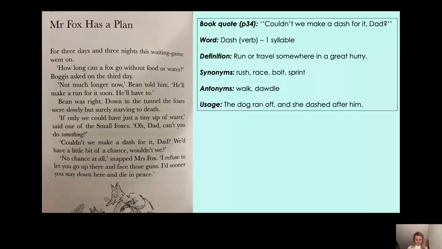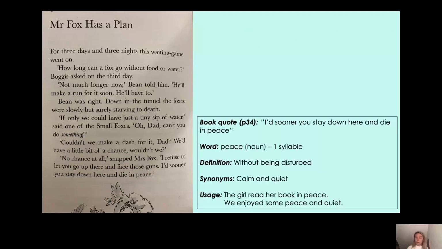Okay, now it says here, in peace. Now, what does peace mean? Well, we know if they go out of the home, the farmers are going to catch them, aren't they? So they'll be in trouble if they go out of their home. So how will they be in peace if they stay in the house? Well, it's nice and quiet in the house, isn't there? And there's no trouble because the farmers can't get them in the house. They're waiting outside. So therefore, peace, which is a noun, and it's 1 syllable, peace, means without being disturbed, okay?